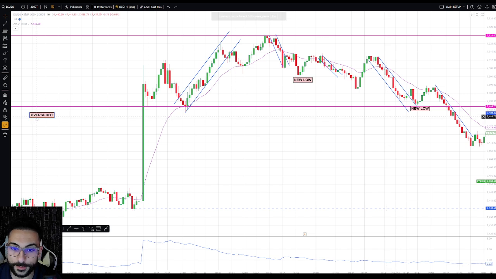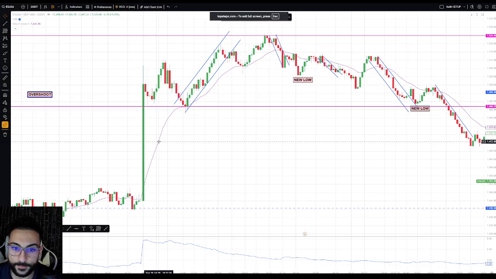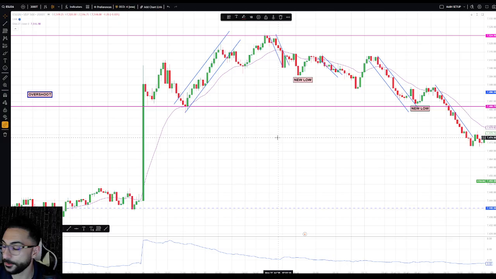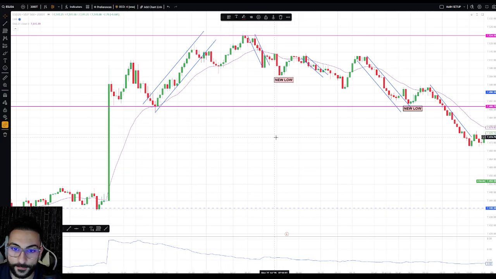We are currently looking at ES and the time frame we are using is the 2000 tick chart. Now, the only supportive indicator I use is the 21 EMA, which is this purple line that is oscillating in between the candlesticks. And other than that, I solely rely on price action and trend lines to look for high probability setups.